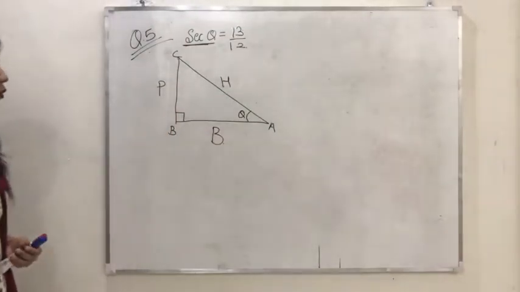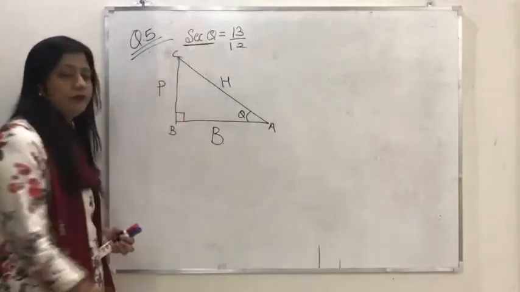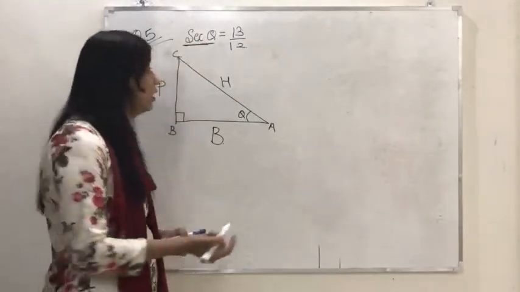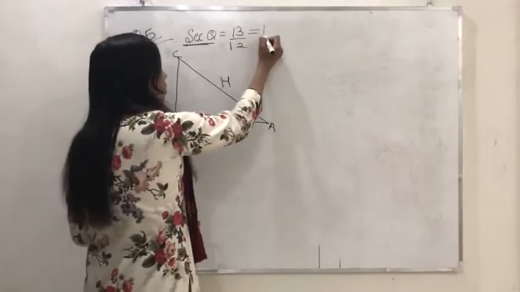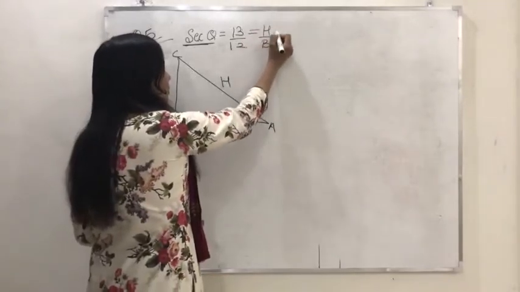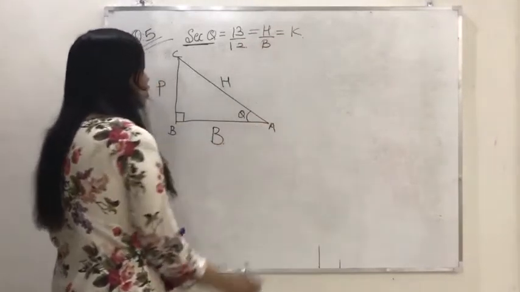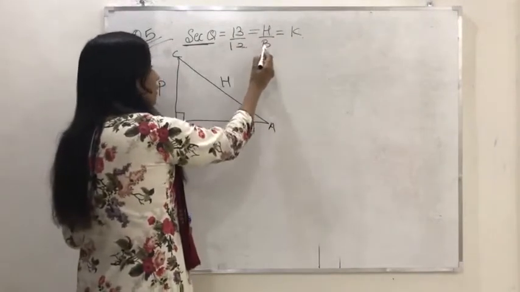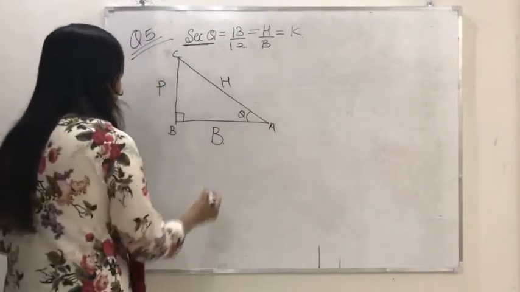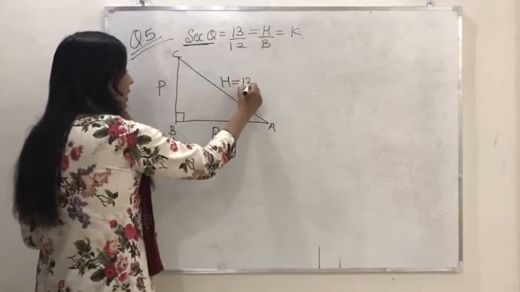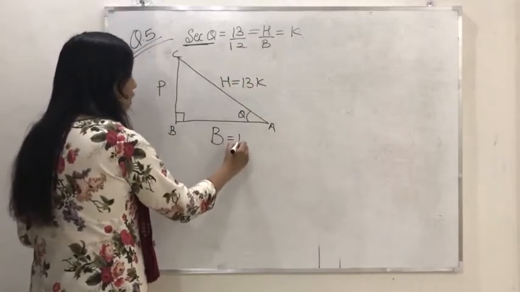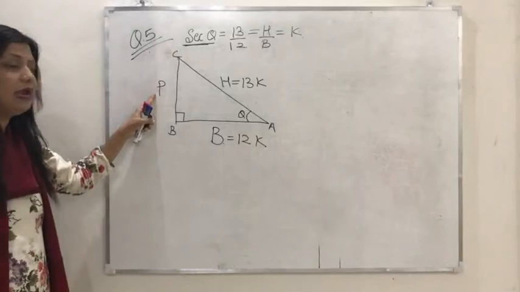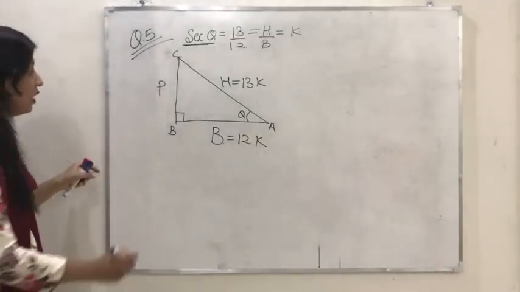So what is given to me is sec theta. So sec theta is just opposite of cos theta. So it is hypotenuse upon base, that is equal to 13 upon 12. So I will say that my hypotenuse is 13k and my base is 12k. So hypotenuse is 13k and base is 12k. Let's find out the value of perpendicular using Pythagoras theorem.